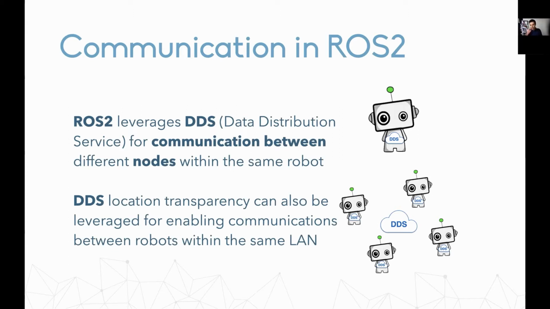DDS buys ROS location transparency, and that's a very efficient means of having robots communicating within a single, let's say, robot, which might be just a single computer or a few computers or boards connected by a fixed network, or across a wired network.